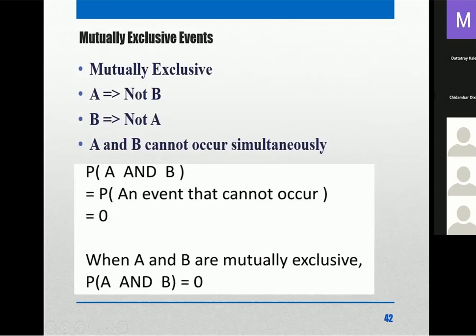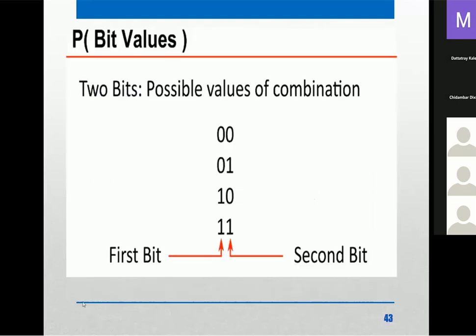Mutually exclusive: A is not B, and A and B cannot occur simultaneously. P of A and B, the probability of an event that cannot occur, is zero. When A and B are mutually exclusive, P of A and B equals zero. We'll come to the detail of the qubit to understand this.